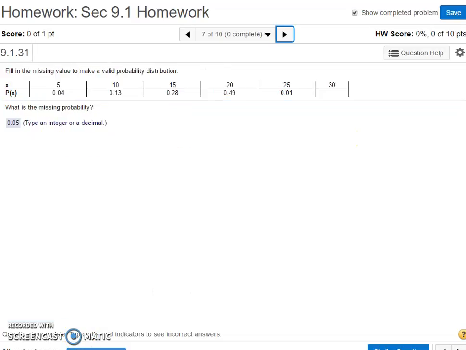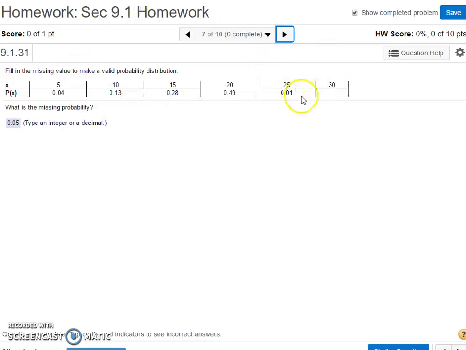So when it asks you to add the missing probability, what you need to do is add up all the given probabilities. In this case, 0.04 plus 0.13 plus 0.28 plus 0.49 plus 0.01. If you add them all together, you're going to get 0.95. So that means since everything has to add up to 1, the missing probability has to be 0.05.